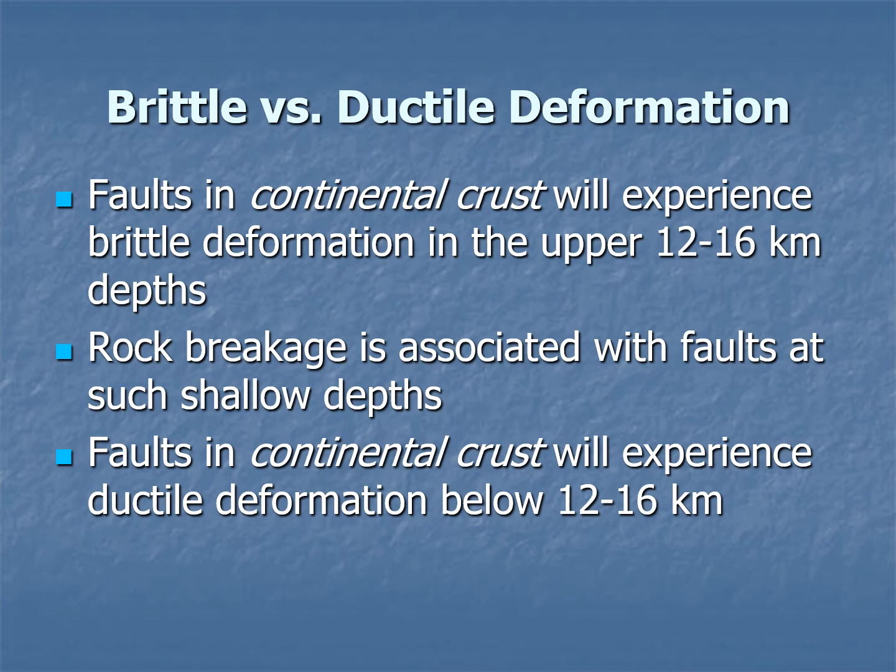Basically, we're saying that faults in the continental crust will experience strictly brittle deformation in the upper 12 to 16 kilometer depths. And below that, you get more of a ductile deformation. Now, that being said, even though it's ductile deformation, we still get earthquake focuses, especially along our subduction zones, at depths well below 12 to 16 kilometers.